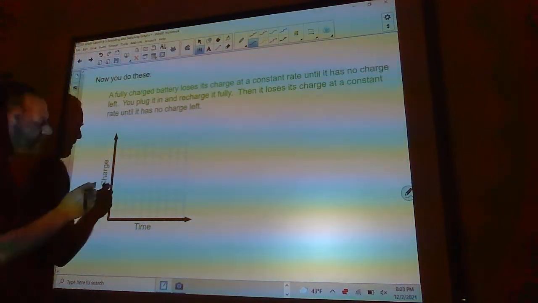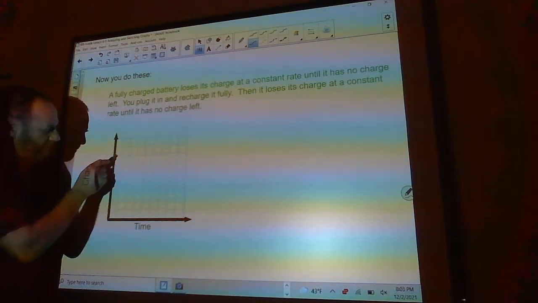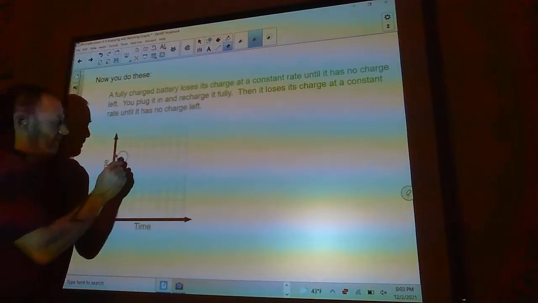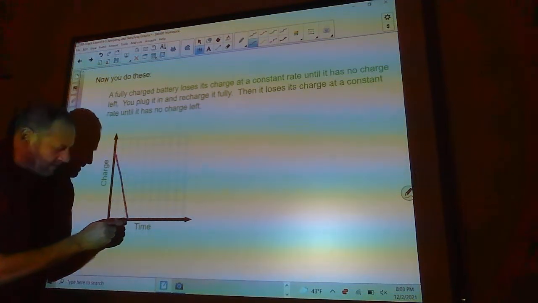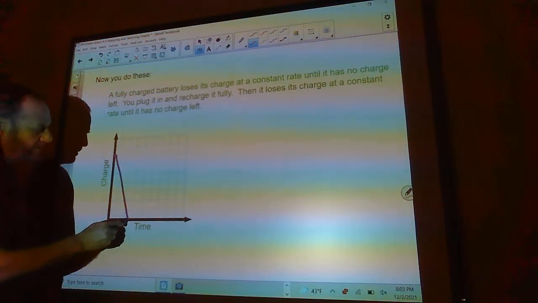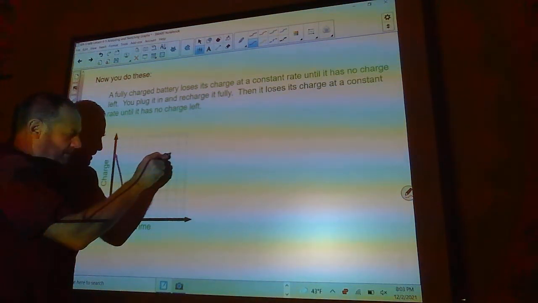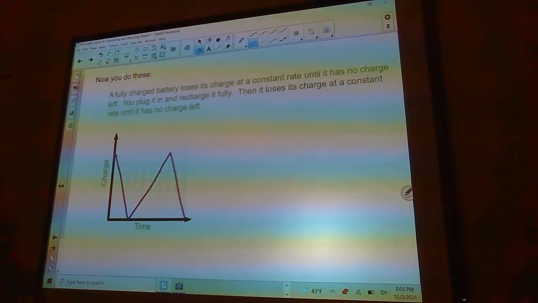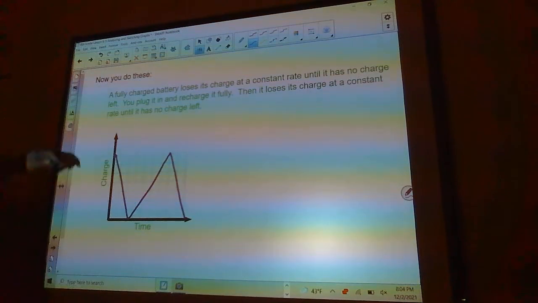So we've got a fully charged battery. Let's say this is fully charged right here. And it runs out. Ooh, that's ugly. We have to run out quicker now. We're going to run out of room too. So it runs out really quickly, and then it's got no charge. Now it charges back up, and then it runs back down again. So it should look something like that. Usually it takes a lot longer to charge something than it does to run it down.